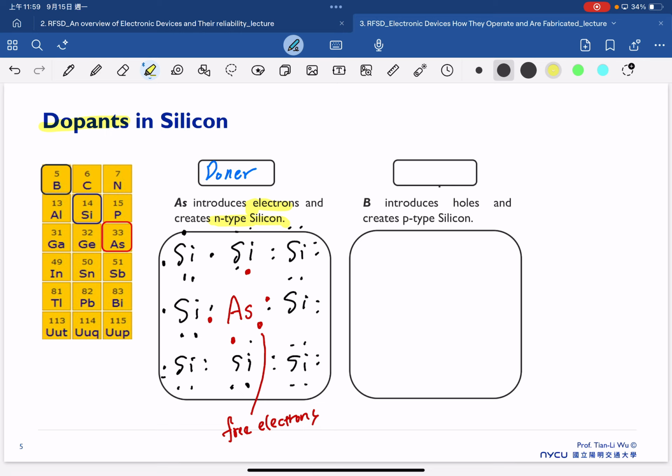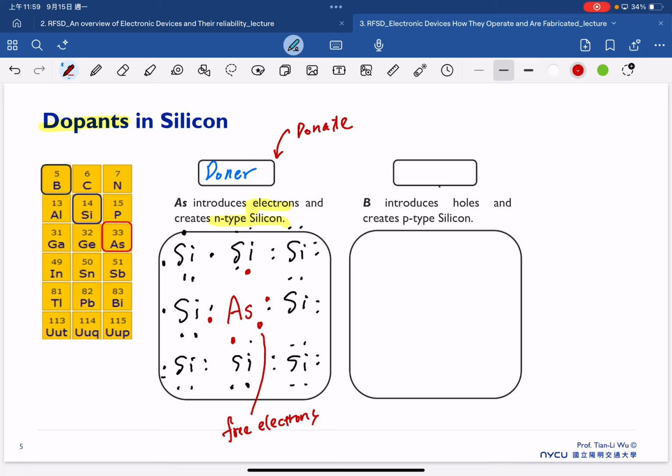Because arsenic is the one that donates the additional electron, that's why we call this a donor, because it donates the additional electrons here.